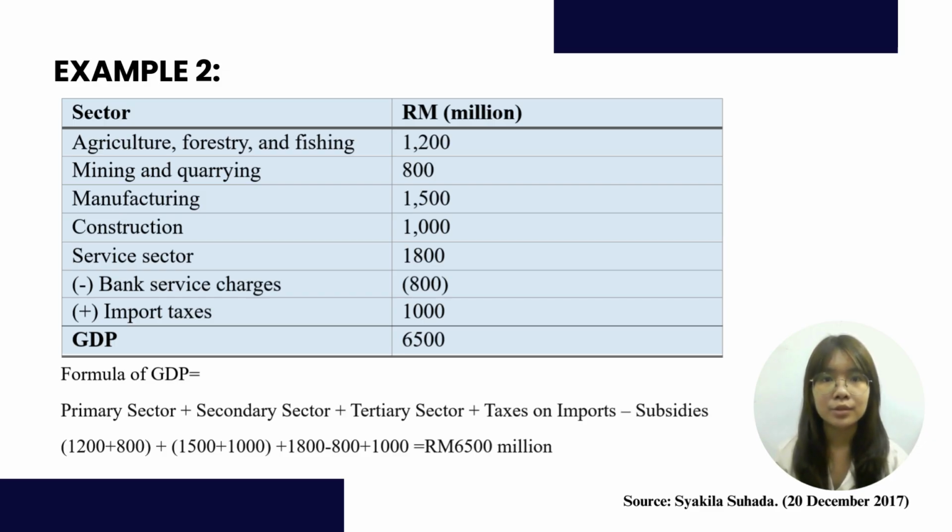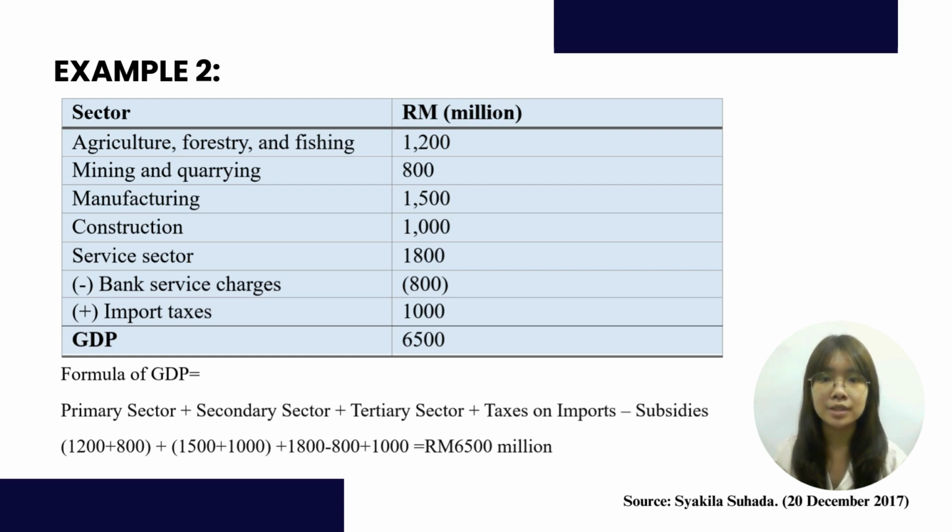This is an example to calculate the GDP based on the sector. The formula of the GDP is the primary sector plus the secondary sector and the tertiary sector, plus the tax on imports and minus the subsidies, which is equal to the GDP, which is RM 6,500 million.